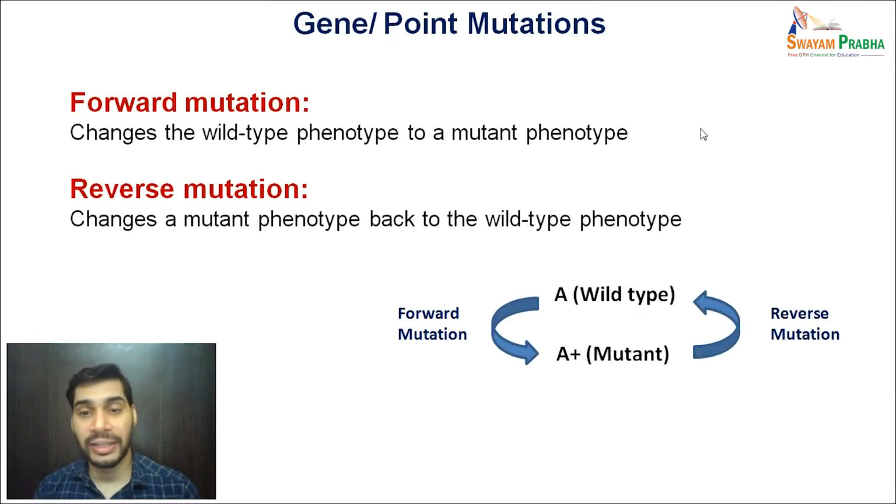So here you can see, if A is the wild type and A plus denotes the mutant type, in forward mutation this wild type gets converted to the mutant one, whereas in case of reverse mutation, this mutant A plus gets back to its wild form, that is A.